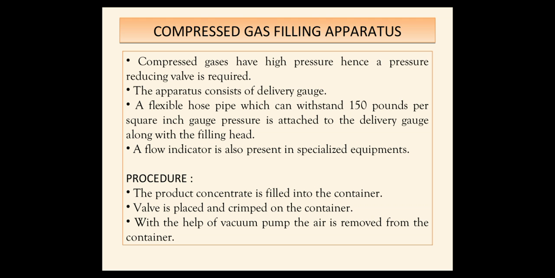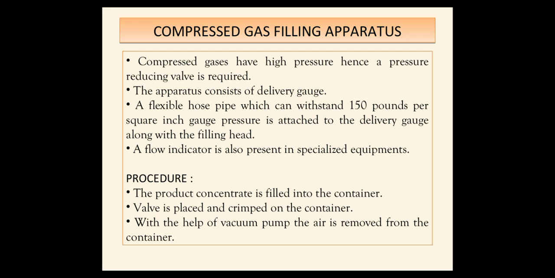Compressed gas fill apparatus. Compressed gas has high pressure, hence a pressure reducing valve is required. The apparatus consists of a delivery gauge. A flexible hose pipe which can withstand 150 pounds per square inch gauge pressure is attached to the delivery gauge along with the fill head. A flow indicator is also present in the specialized equipment.